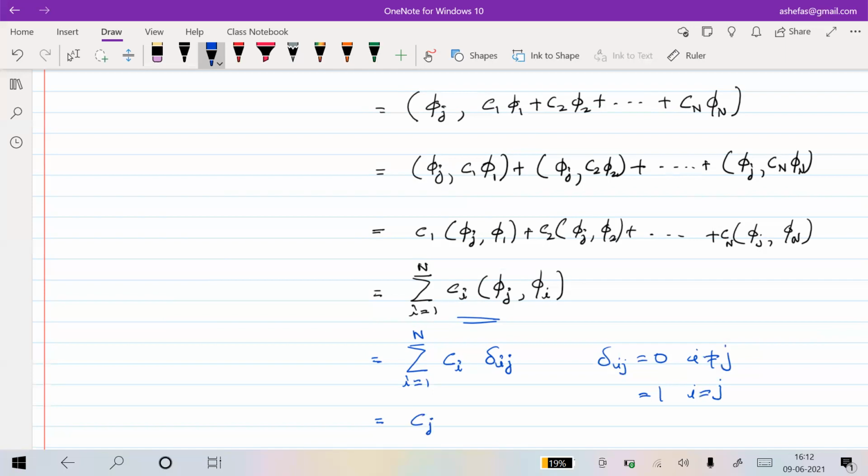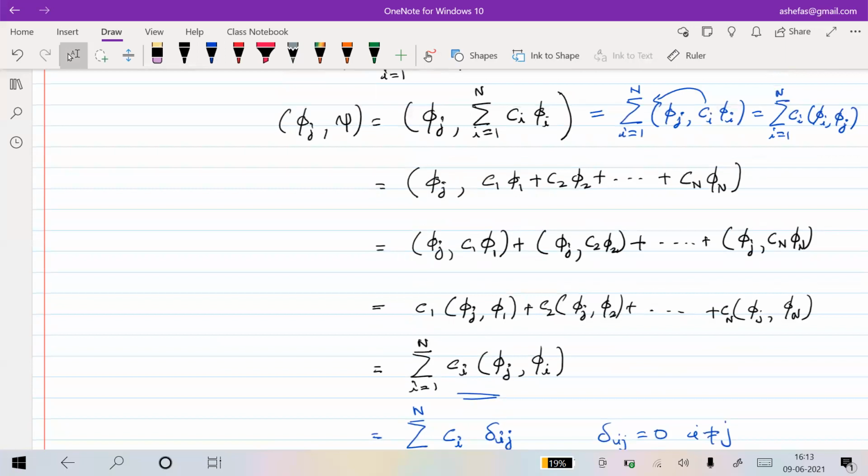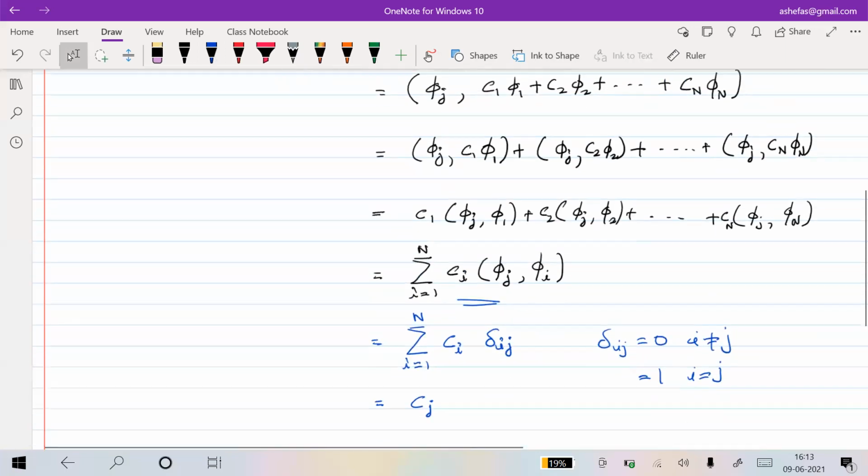So this will give cj. So what was the left side? The left side was the inner product phi j psi. The inner product phi j psi is cj.